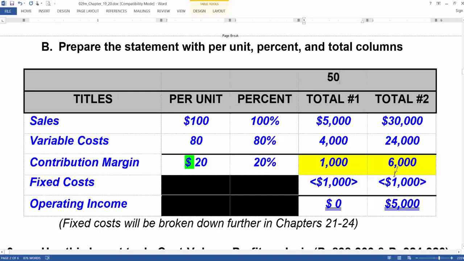If I look at total number 2 with my generated income of $5,000 and I take a look at that contribution margin of $6,000 here, that $6,000 is made up of however many units I sell times $20. So again, the same computation, $6,000 divided by $20 equals 300 units. So the number of units required to break even is 50, and the number of units of sales required to generate operating income of $5,000 is 300.